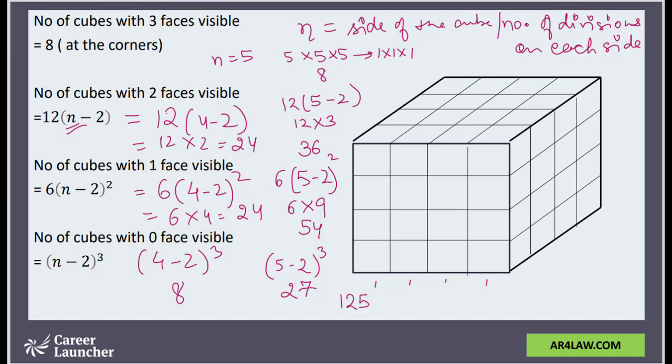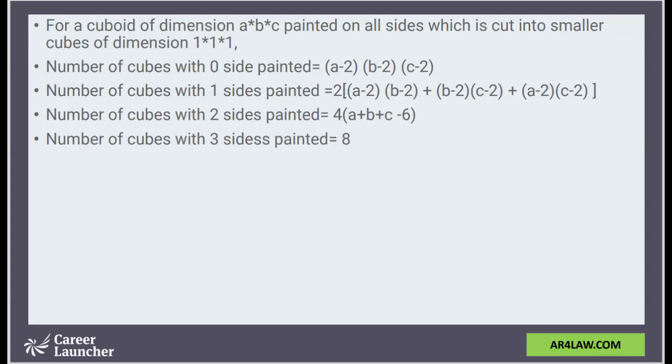So here we have one more formula which can be used in the case of a cuboid. The formula that we have seen just before is applicable only for a cube. In case we have a cuboid, that means the length, the breadth and the height are all different, and the cuboid is painted on all the sides and then cut into smaller cubes of dimension 1 into 1 into 1. Then how can we find out the number of cubes with no face painted, or one face painted, or 2 or 3? So there's a simple formula for that.